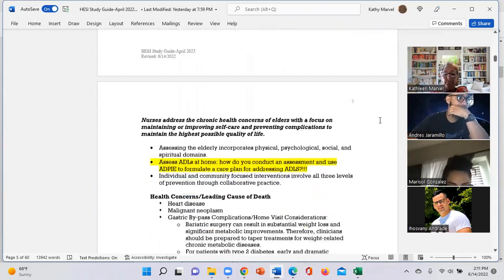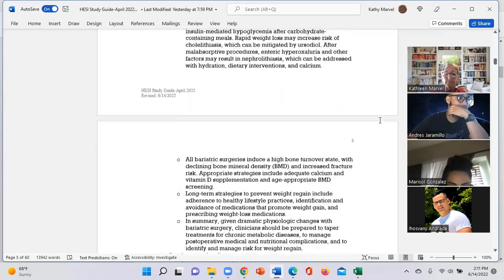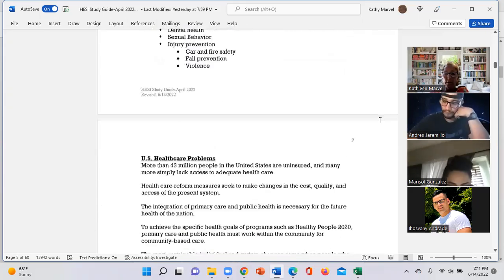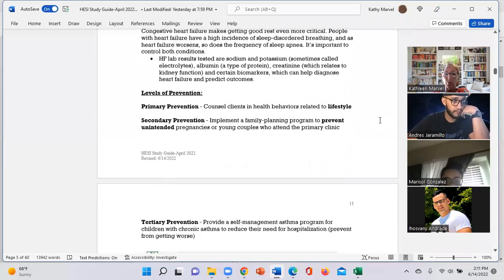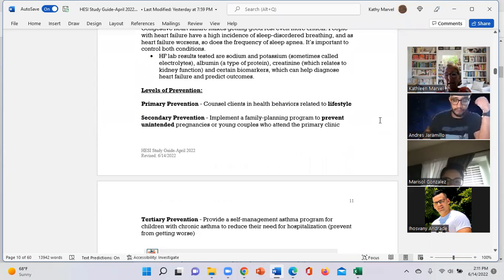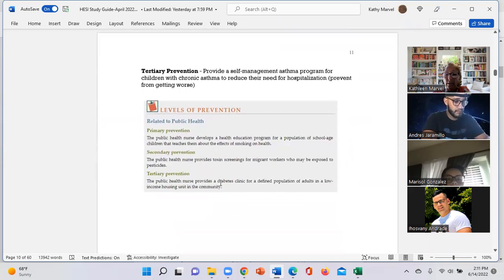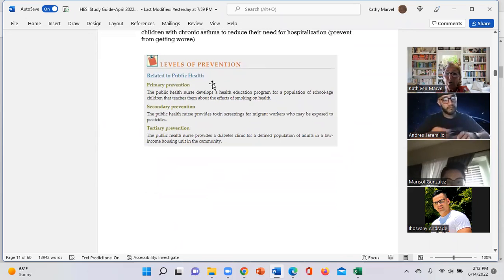Okay, so that is the first concept, and this is all related to health risks across the lifespan. In each concept area, we try to give you some examples of levels of prevention. So for health risks across the lifespan, here are our levels of prevention: primary, secondary, tertiary. Read through those in each of the sections. Then we pulled this out of the book for another example of levels of prevention related to public health.